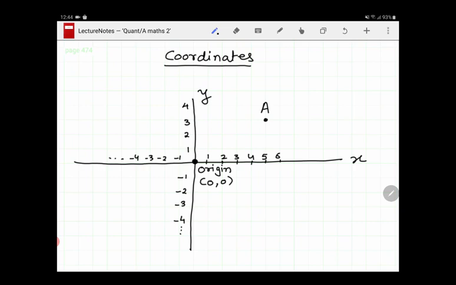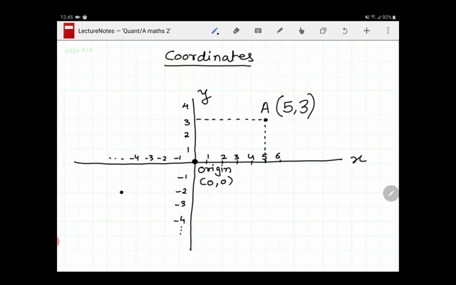Now, supposing I have marked a point here and call this point A. The position of point A can be indicated by its reference to the x and y axis. This point corresponds to the number 5 when projected on the x-axis. So the x-coordinate for this point is 5. Similarly, when this point is projected on the y-axis, it corresponds to the number 3. So its y-coordinate is 3. So when I say the coordinates of point A are 5, 3, it means it projects the number 5 on the x-axis and the number 3 on the y-axis.